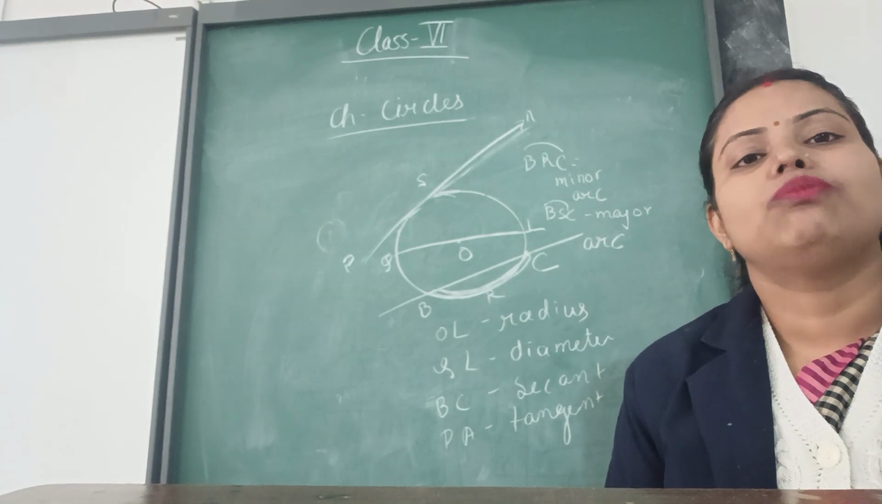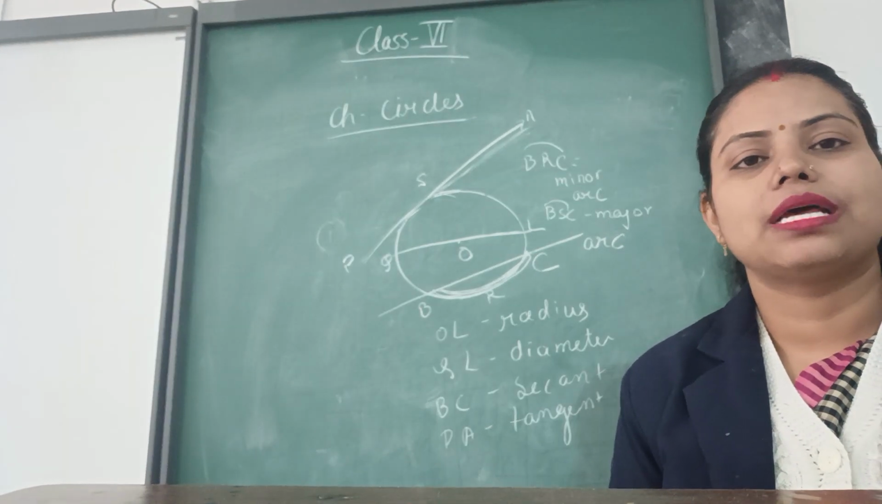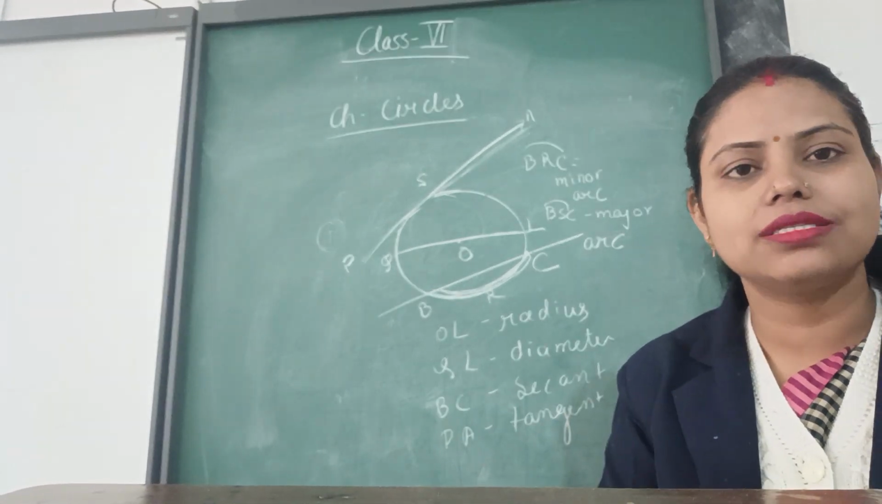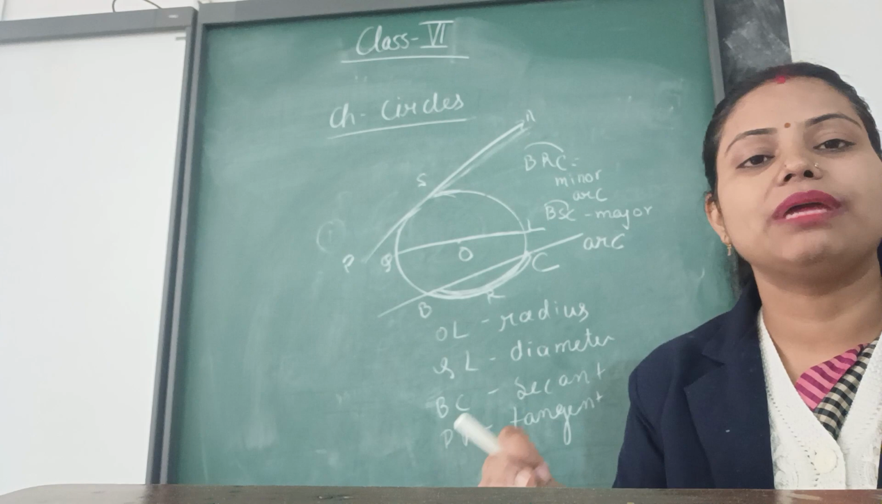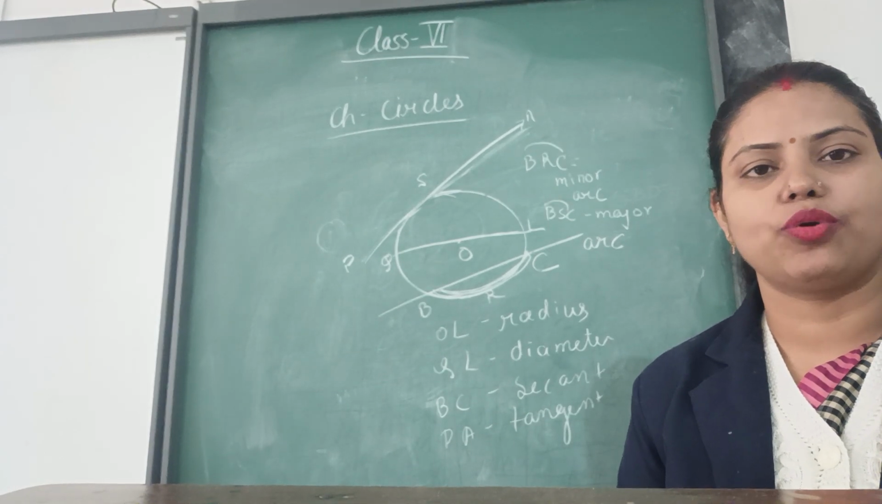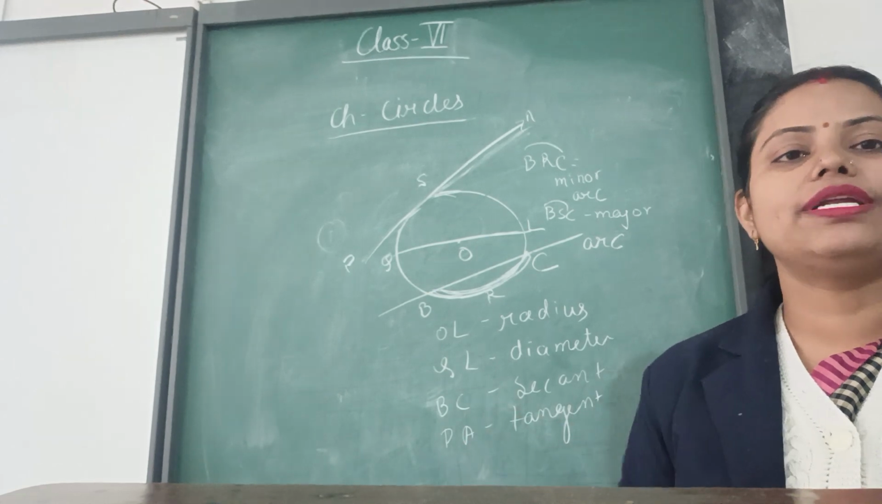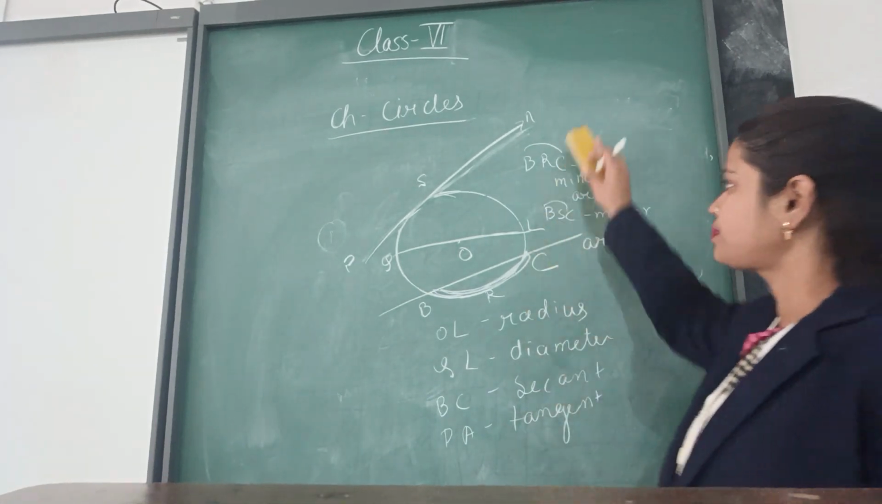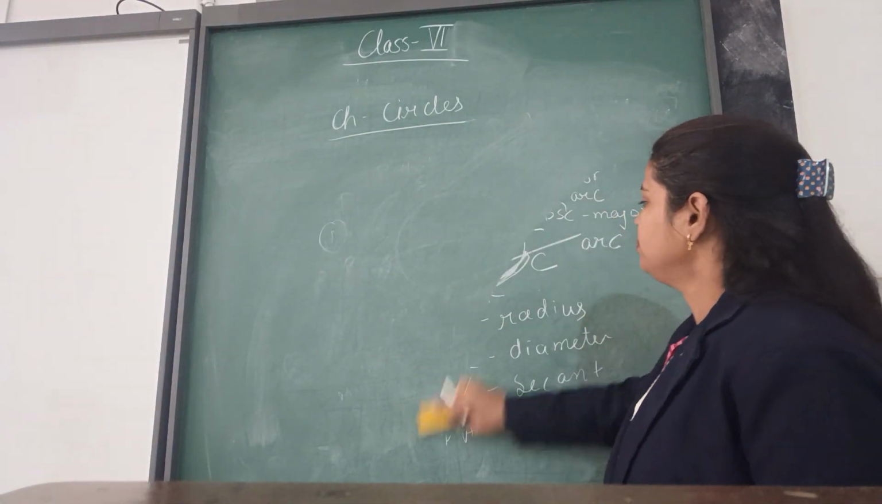Then let us discuss one more kind of question that can come in the examination, which is about the points. Whether a point is inside the circle, we'll call it interior. If it is outside the circle, we'll call it an exterior point. And if it is on the circumference of the circle, we'll say the point is on the circle. So let us see the diagram.